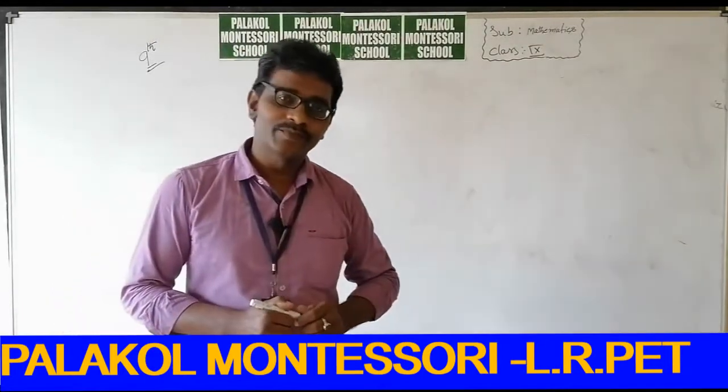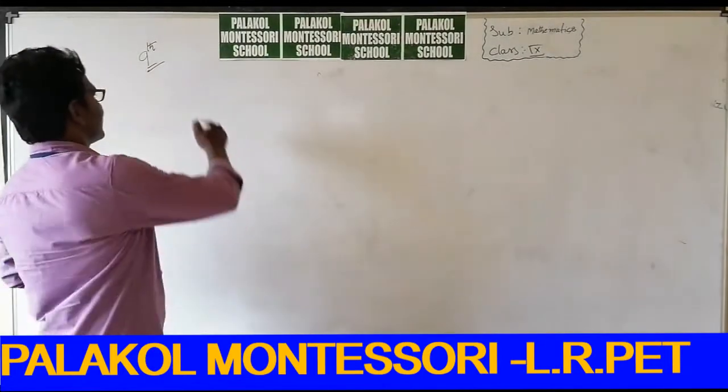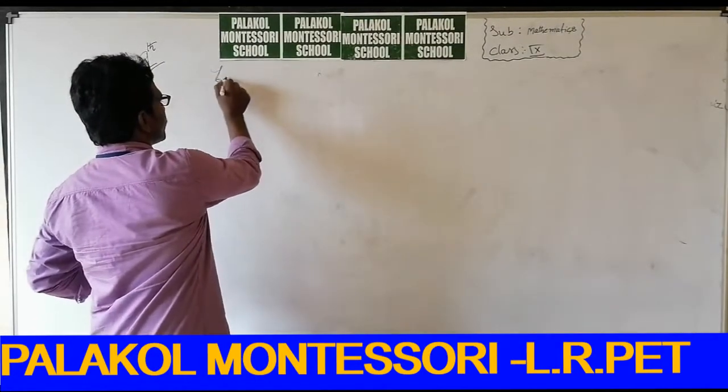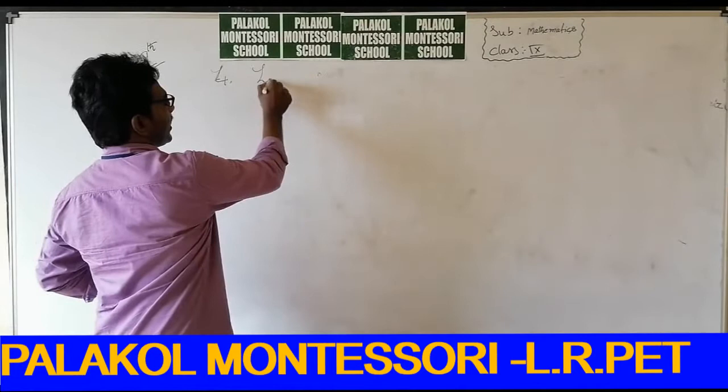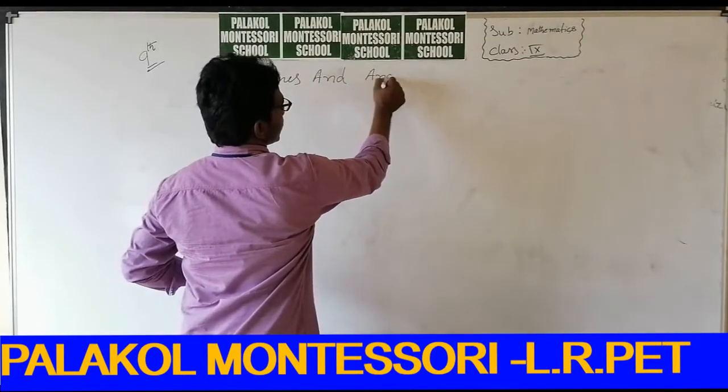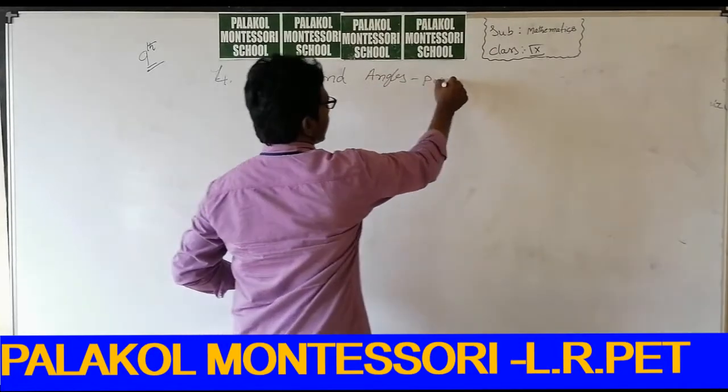Good morning to everybody. Today we discuss 9th class mathematics, 4th chapter, part 2. What is the 4th chapter name? Lines and angles. Lines and angles. This chapter is very interesting.